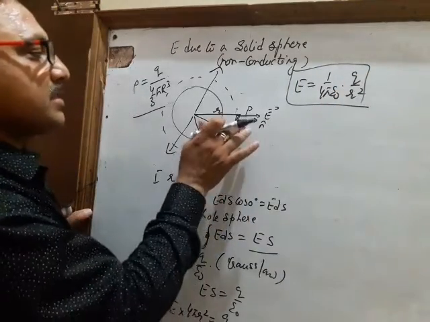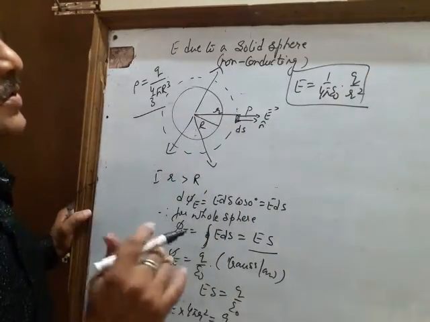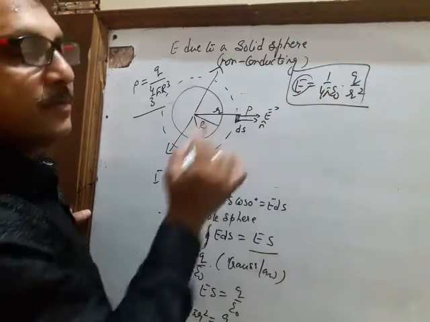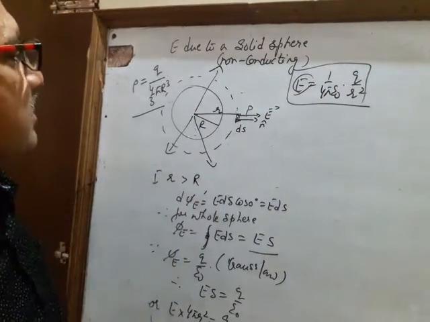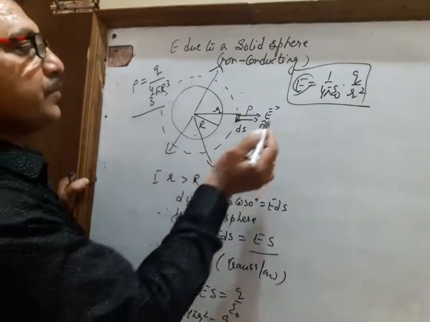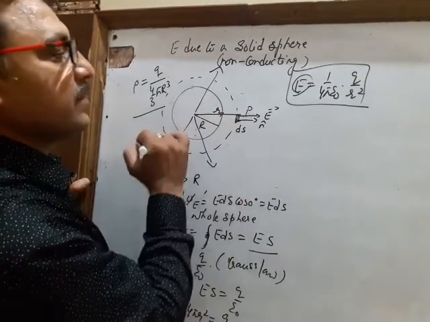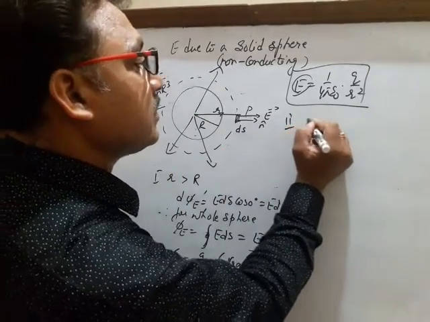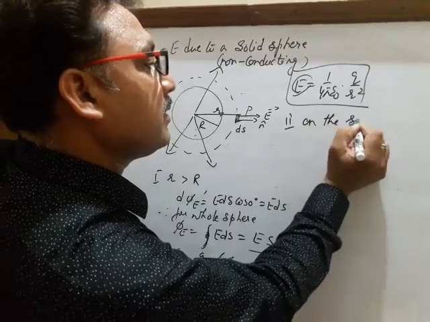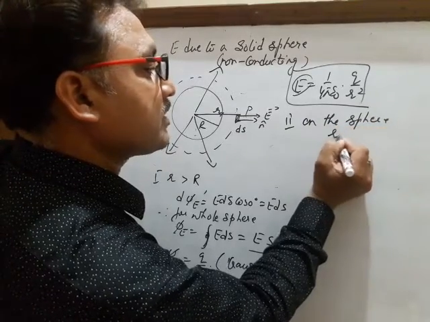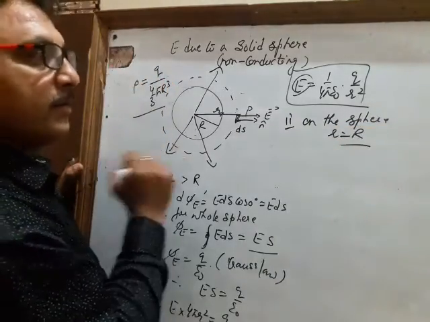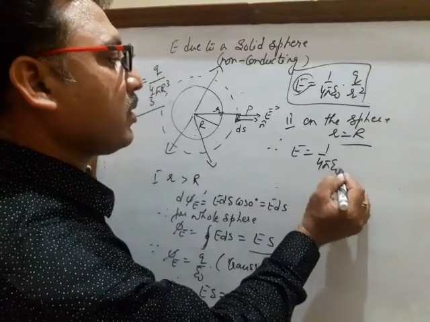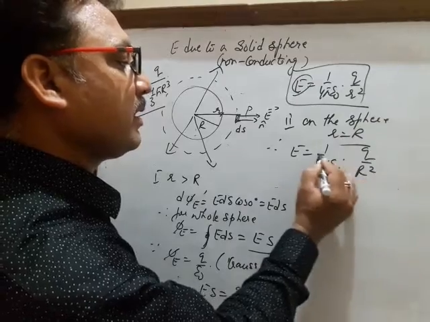This is the formula. At a point outside the sphere, you see the field varies inversely with r square. So this is the first case. And suppose I come to the surface of the given sphere. So second case, on the sphere, you take small r equal to capital R. Therefore E equal to 1 by 4 pi epsilon naught Q upon capital R square.